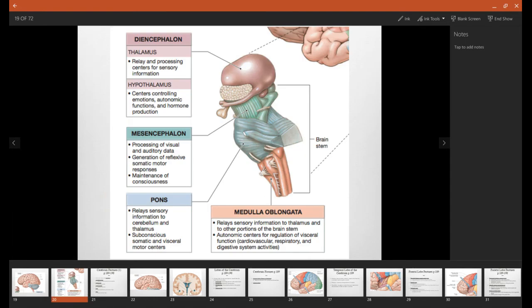Now, if we remove the cerebrum and the cerebellum, we can see what's remaining here. The very bottom, we have the medulla oblongata. And so if we were to continue to go inferiorly, this would all just be spinal cord as they continue down the body. Just above the medulla, we have the pons right here. Above the pons in green, we have the mesencephalon, which is also called the midbrain. And then above that, we have the diencephalon.